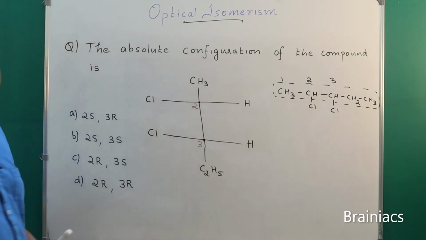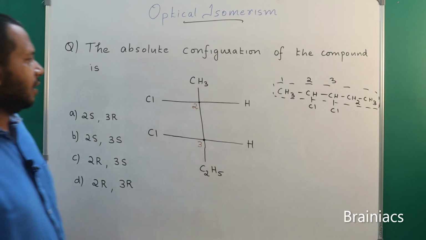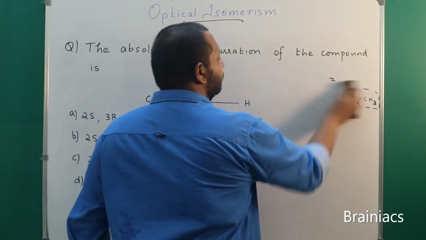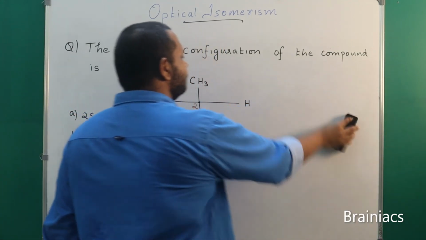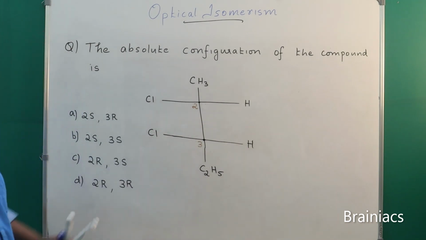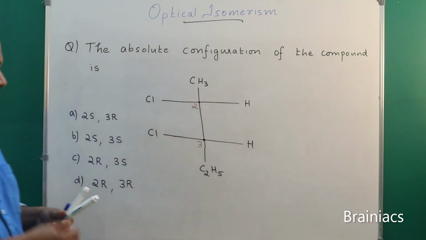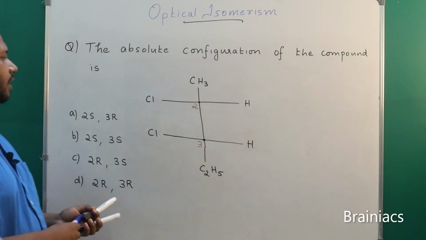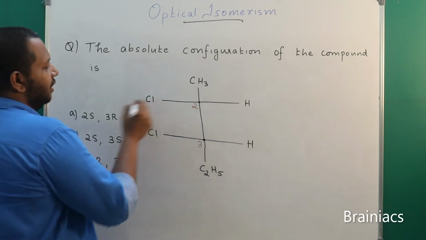Okay. Once this is identified, you can rub this one. There is no need further. Now the next step is identifying the configuration of this second carbon. So how will you do that? Again the same concept. We will give priorities.